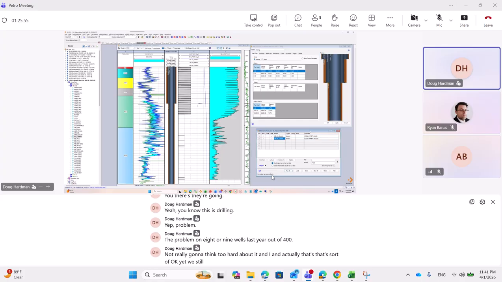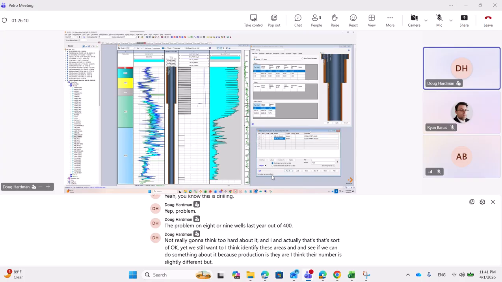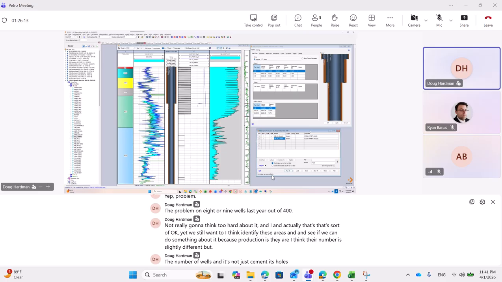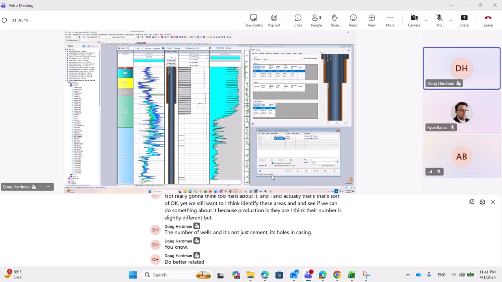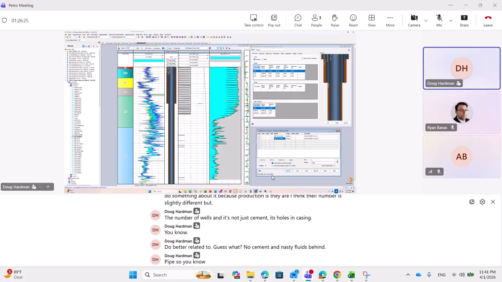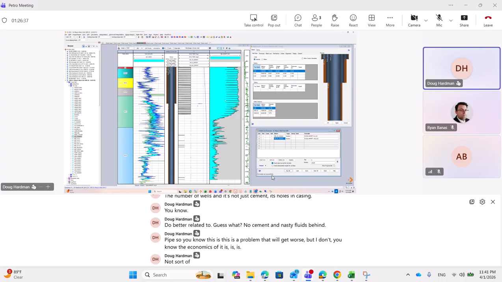Yet we still want to identify these areas and see if we can do something about it, because production has a slightly different number of wells, and it's not just cement, it's holes in casing that are related to, guess what, no cement and nasty fluids behind pipe. So this is a problem that will get worse, and the economics of it are sort of straightforward.